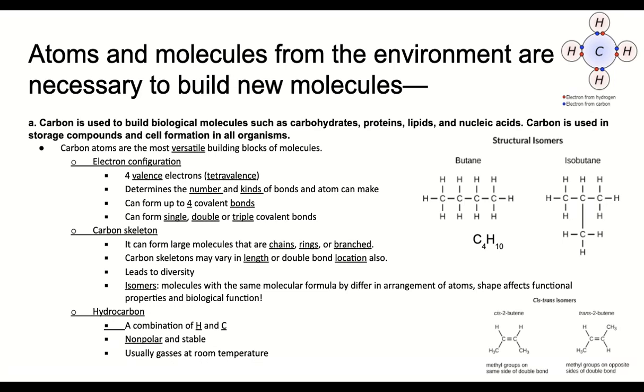Both butane and butene, our 2 examples here, are hydrocarbons. A hydrocarbon is going to be a molecule that's a combination of hydrogen and carbon. These are typically nonpolar, very stable, and usually gases at room temperature.